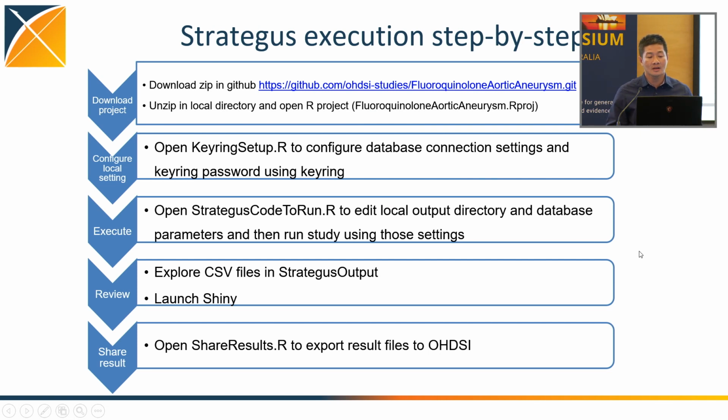For the step-by-step execution using Strategus, firstly, we need to download the project. The project is already on the GitHub repository, that is github.com OHDSI study fluoroquinolone aortic aneurysm.git. When you download the folder of the R project to the local directory, you can unzip the folder and then open the R project.